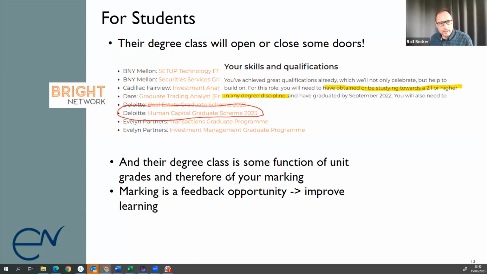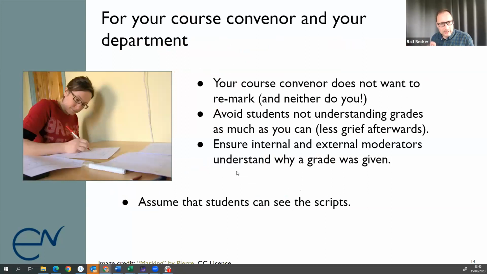And before I hand on, lastly, it is also important for your course convener in your department, the marking, on a number of levels. Firstly, neither your course convener nor you want to spend any time doing the marking job again. Right? That's a little bit what Alessia pointed out before. If you are loose in what you do, it usually results in more work for someone else or for you again.